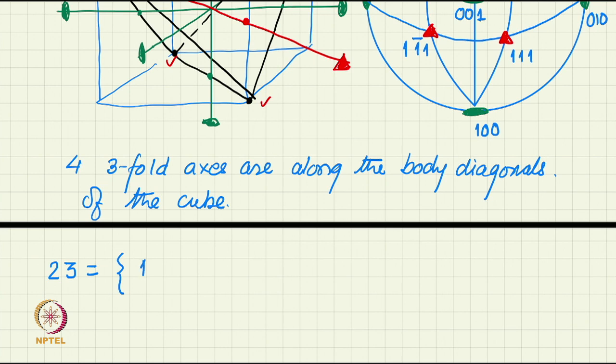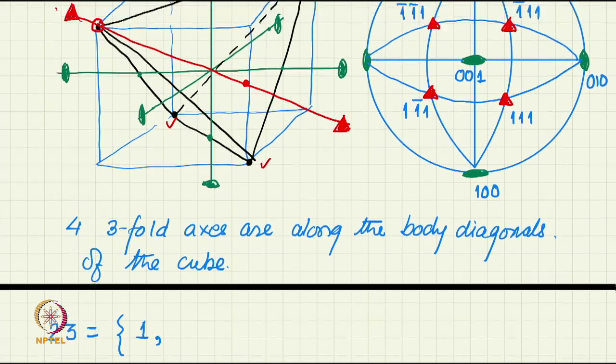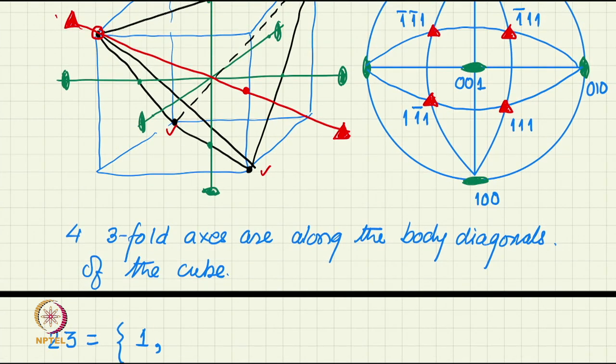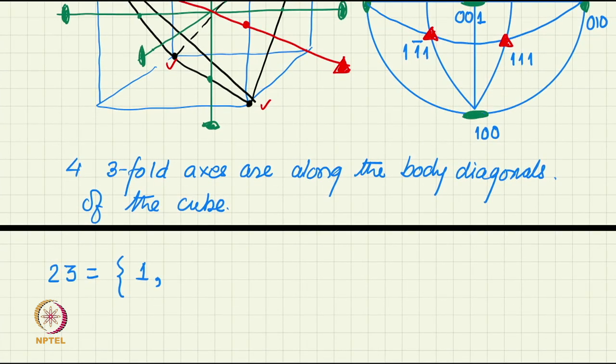First of all, identity to begin with, then it has 3 two-fold axes. Each two-fold axis gives you 2 operations, the identity and the 180-degree rotation. Identity should be counted only once, so we will not write it again separately for the two-fold, but the 180-degree rotation has to be counted, and so we have 3 two-fold rotations about these 3 cube axes. So, these are the 4 operations.